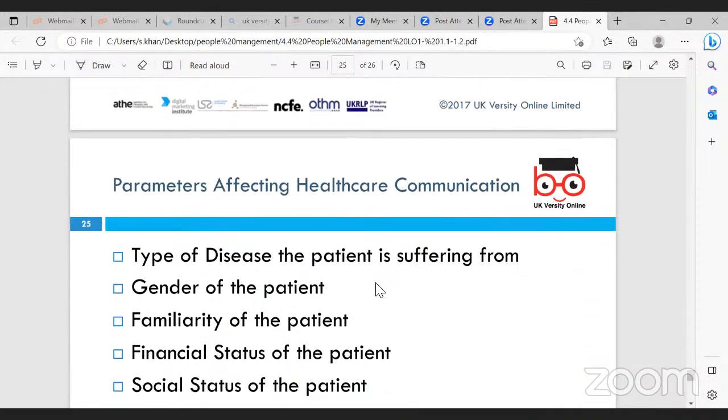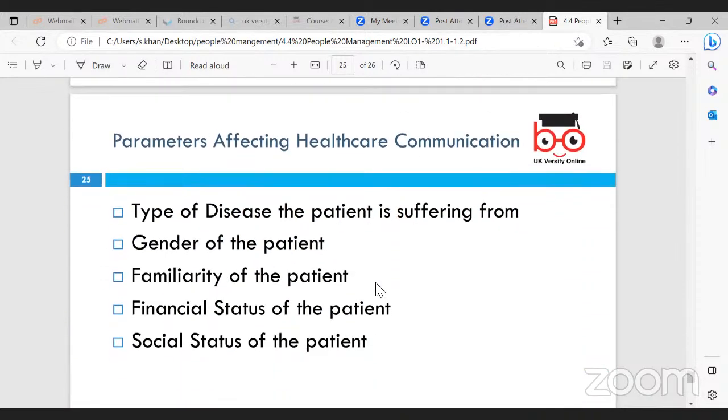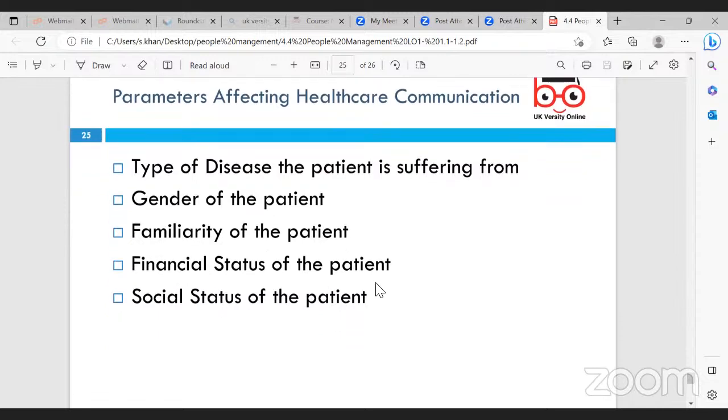Parameters affecting healthcare communication. So types of disease the patient is suffering from, gender of the patient, familiarity of the patient, financial status of the patient, and social status of the patient.